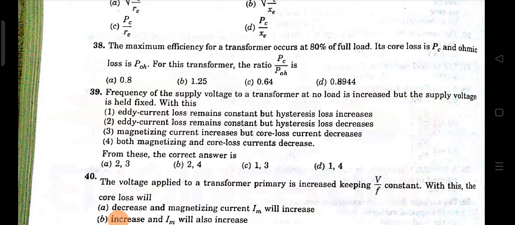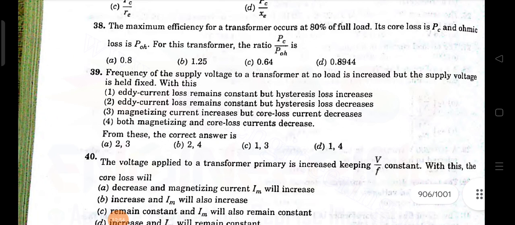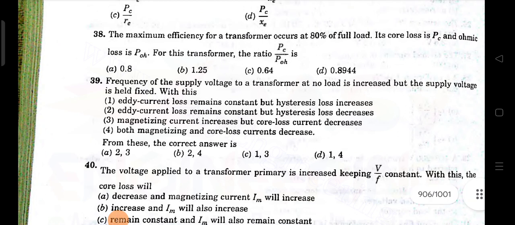When the V by F ratio is variable, eddy current loss remains constant, right? But hysteresis loss changes. We already know that when the V by F ratio is variable, hysteresis loss is directly proportional to V to the power 1.6 divided by F to the power 0.6. When frequency increases, hysteresis loss will reduce, right? But eddy current losses are directly proportional to V square, so eddy current losses remain constant.